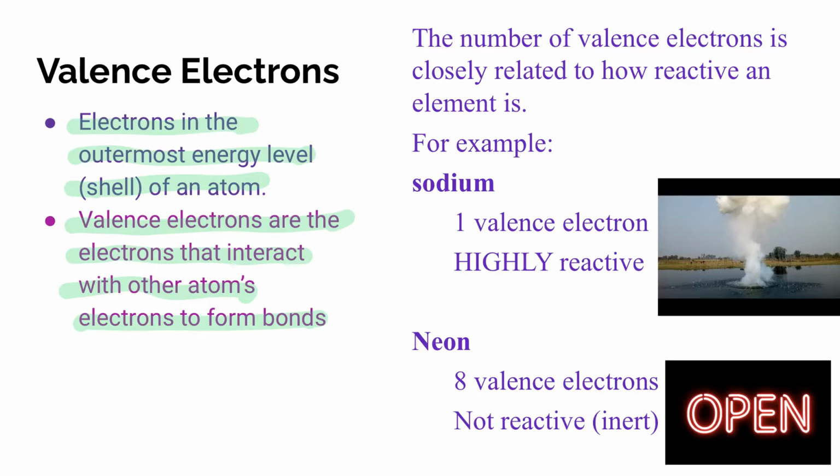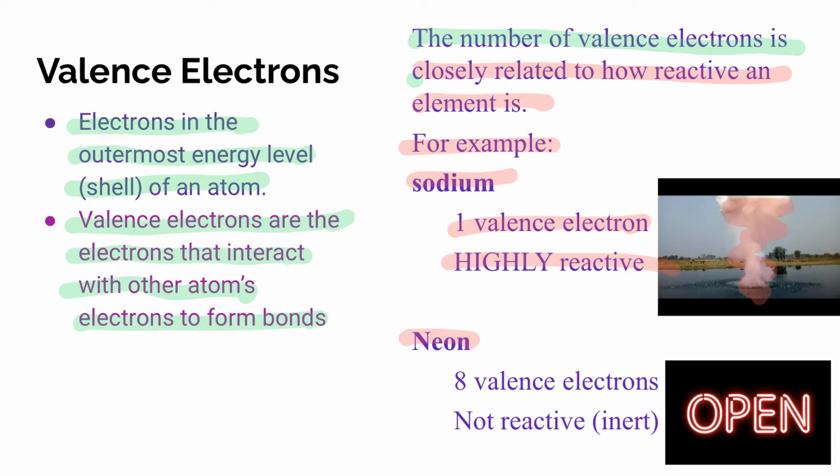So the number of valence electrons is closely related to how reactive an element is. For example, sodium. Sodium has one valence electron. It is so incredibly reactive that even a small amount can create this large explosion.